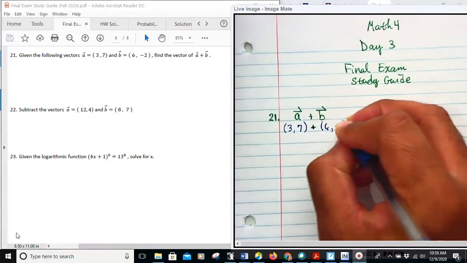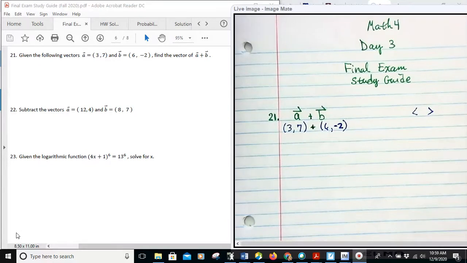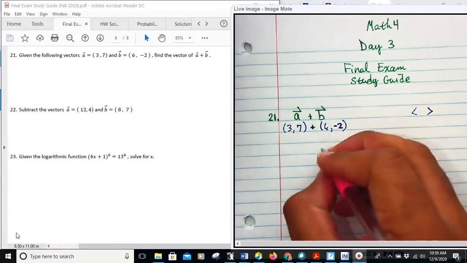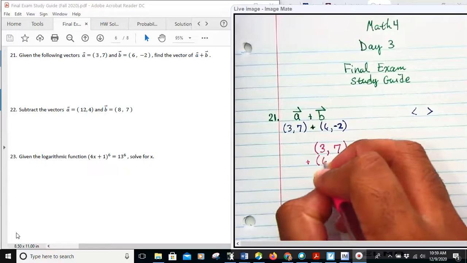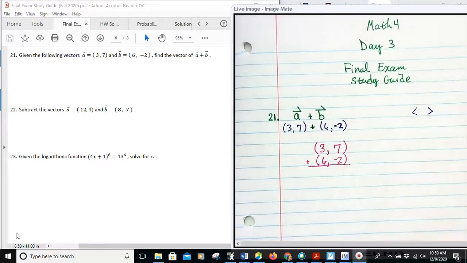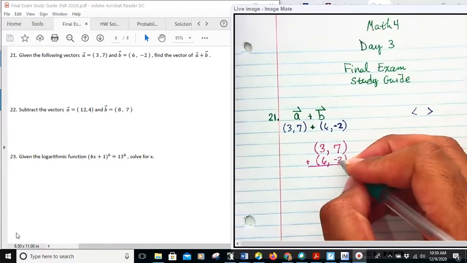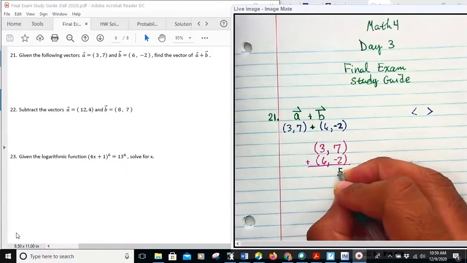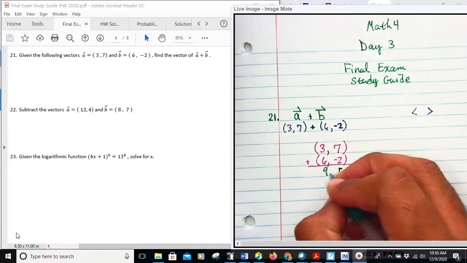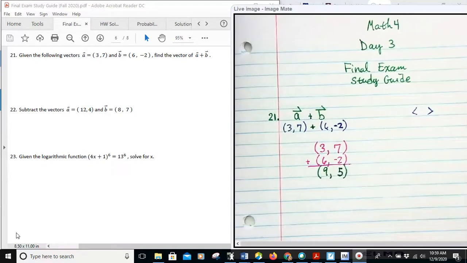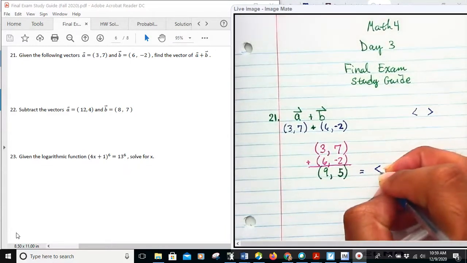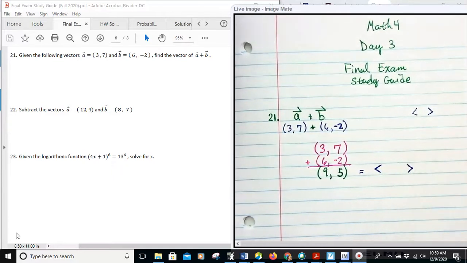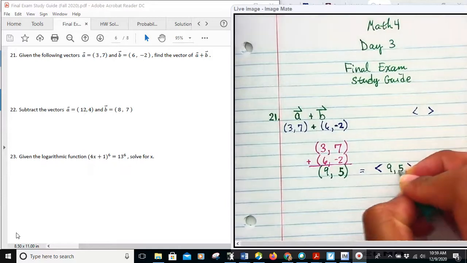So cool, we're good. All we're going to do is add them up. I'm going to do it visually because a lot of people are visual. It's like a regular equation. 7 plus a negative 2 is a positive 5, and then 3 plus 6 is 9. So we have 9 and 5. That's it, guys. That's all we had to do. If you wanted to write another vector form, you can do those little bar thingies too. It's up to you. Either way means vectors, as long as you have the symbol there.